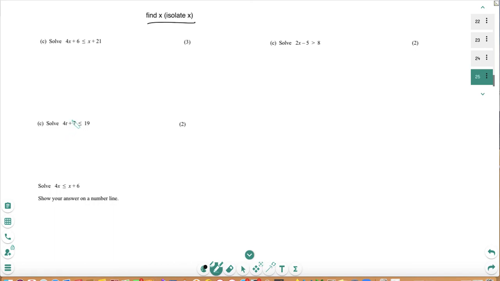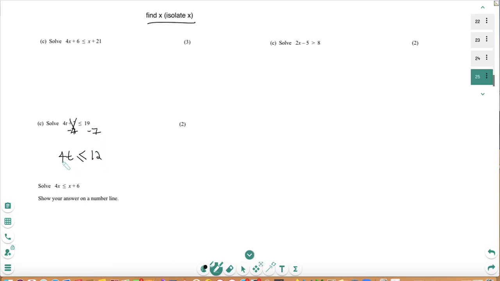Well, we always work backwards. T is multiplied by 4, and then it's added by 7. So we're going to get rid of the 7 first. To get rid of it, we do the opposite. What's the opposite of plus 7? We minus 7. You have to balance it. So you minus 7 here, you get a minus 7 on the other side. Plus 7 and minus 7 cancel out. So we're left with just 4t is less than or equal to 19 minus 7, which is 12.